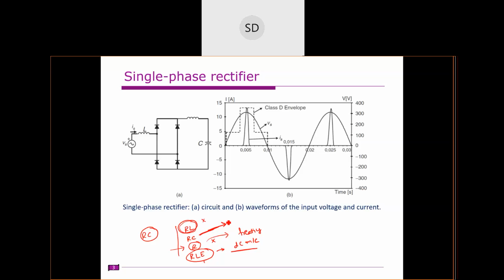So why is RC load common? Because the output is not pure DC, right? If you want to make this pure DC, we need to connect a capacitor across the output voltage. That means it now becomes an RC load. So when you have RC load, what will happen? The current waveform is something like this. So this is the kind of current waveform that is normally expected.